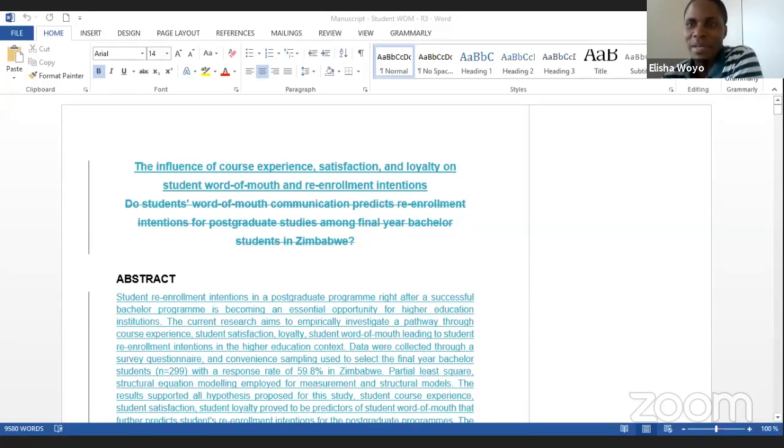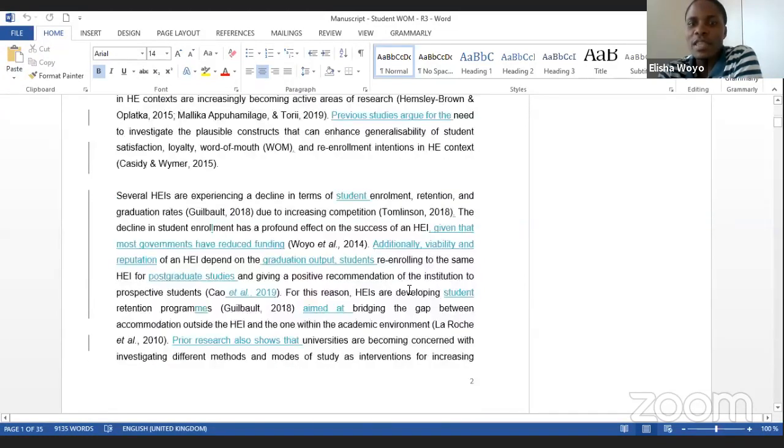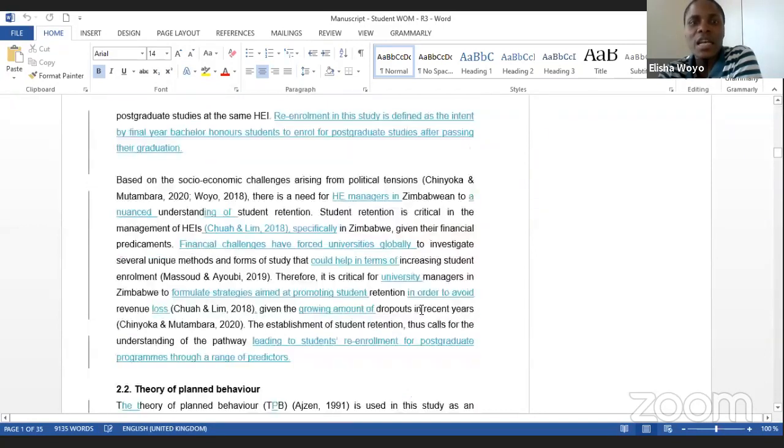maybe one of the things that you might need to have an understanding of is to know what a conceptual framework or a conceptual model is. So for me, when I teach my methodology class, I normally put it simply: if I am to talk about this topic that I am projecting on my screen, which is one of my papers in progress, can I put this in a diagram? Can I put whatever I'm putting there, the influence of course experience, satisfaction, and loyalty on student word of mouth and re-enrollment intentions, in a diagram? How does it look? So that's the basic level of understanding all this stuff.